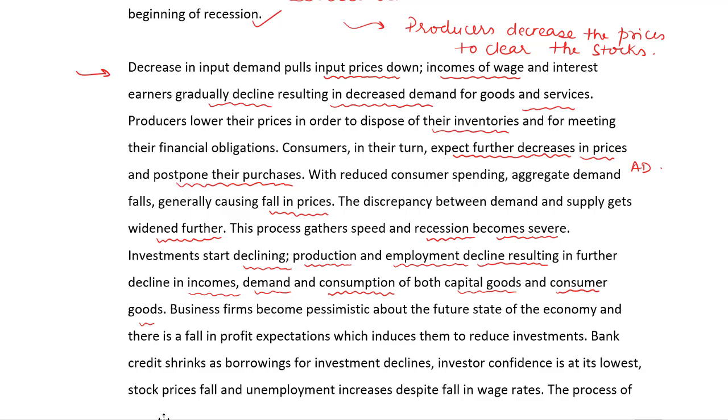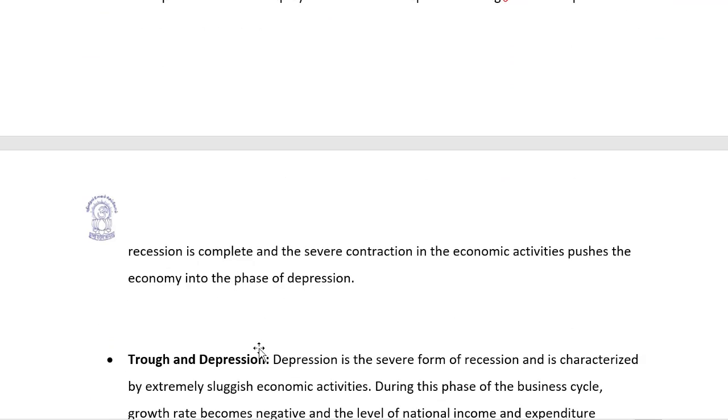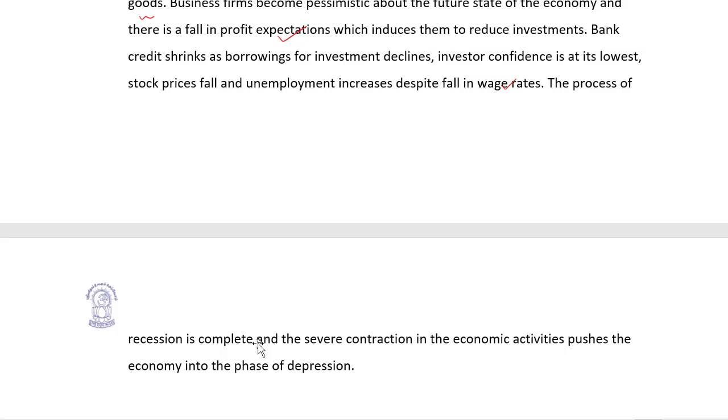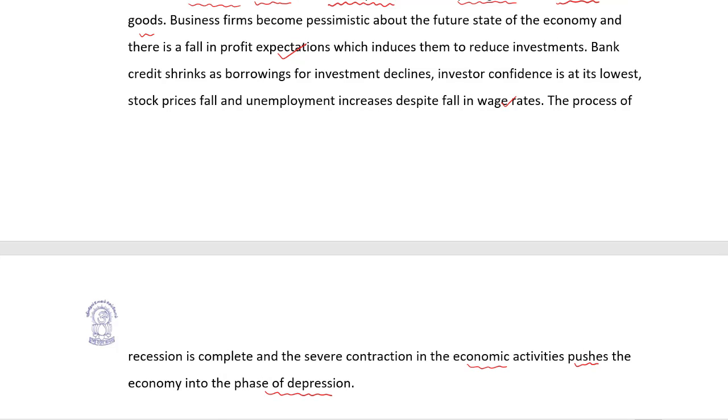Business firms become pessimistic about the future state of the economy, and there is a fall in profit expectation, which induces them to reduce investment. Bank credit shrinks as borrowing for investment declines, and investor confidence is at its lowest because stock prices fall and unemployment increases despite the fall in wage rates. The process of recession is complete here, and the severe contraction in economic activities pushes the economy into the phase of depression.